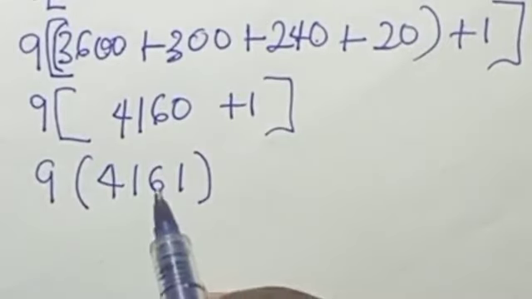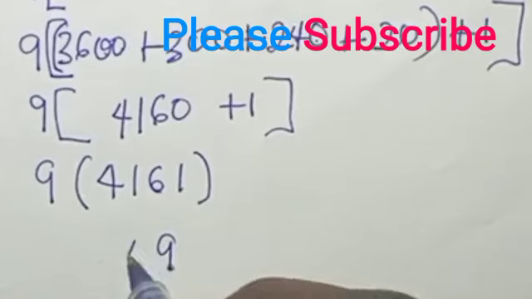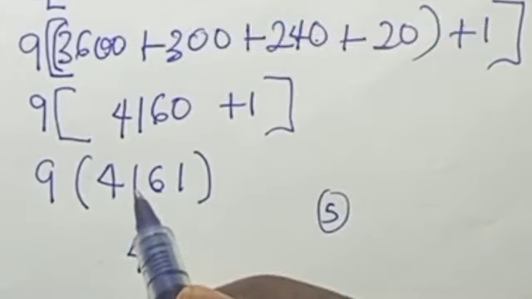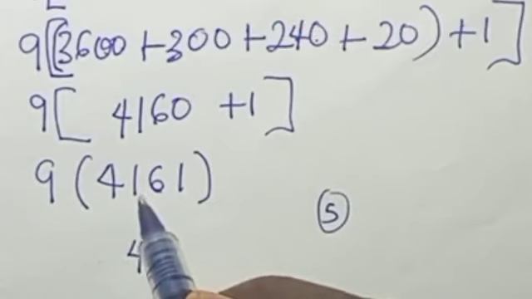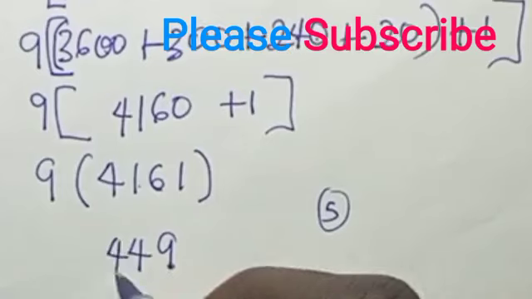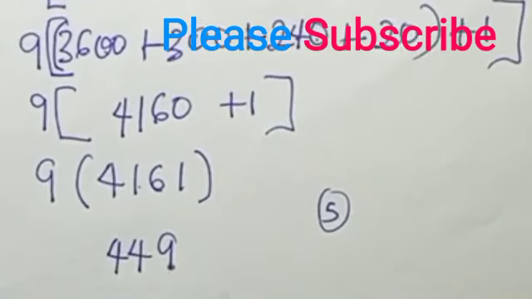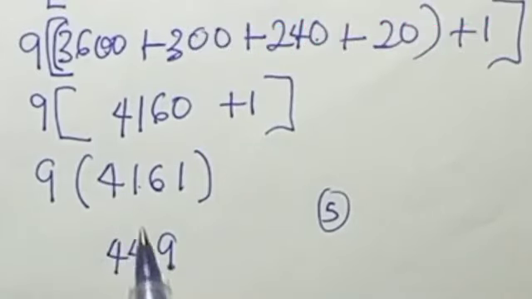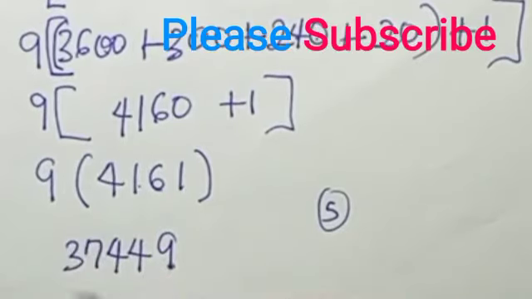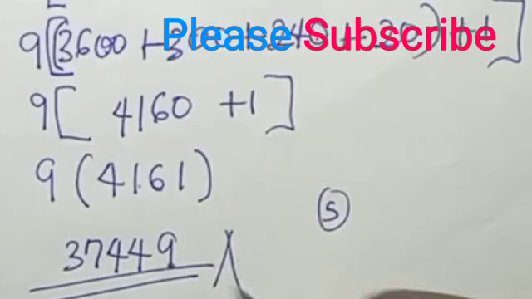And if you multiply out, 9 times 1 is 9. 9 times 6 is 54. Carry 5. 9 times 1, 9, plus 5, 14. Put down 4, carry 1. 9 times 4, 36, plus 1, 37. And this is our answer.